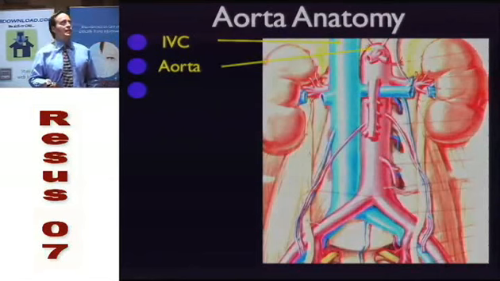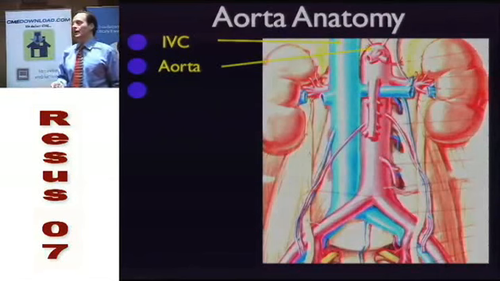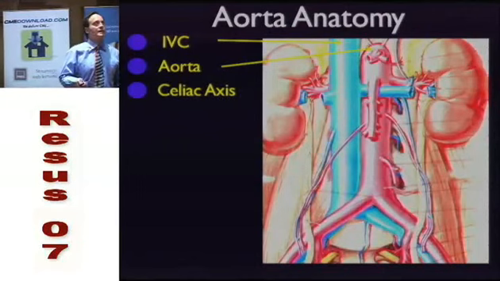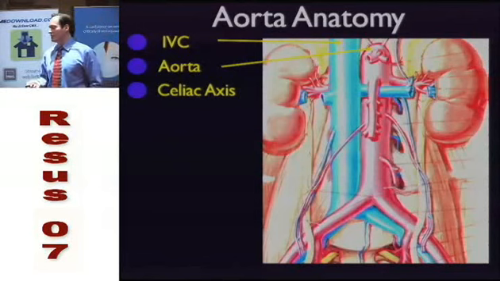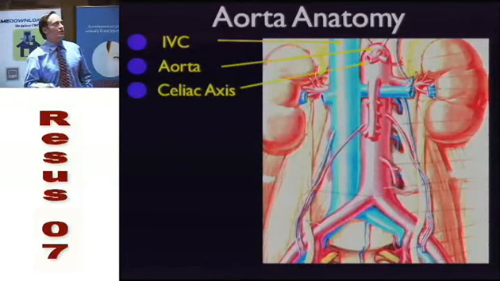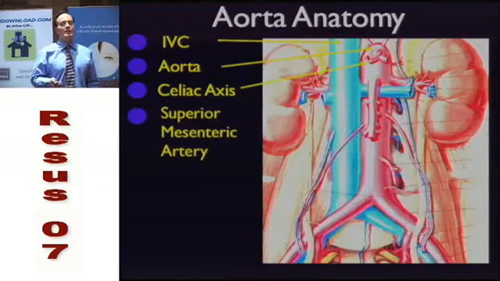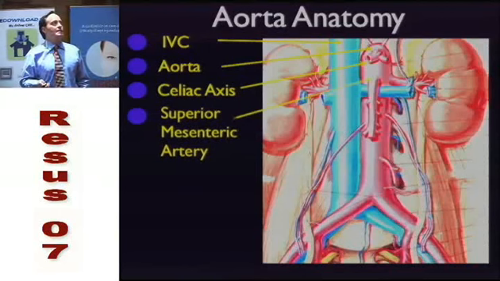Now, there's a lot of branches off the aorta, and while I don't want to make that the primary focus of this talk, because that's very confusing, I think we should have a general idea when things are coming off. The top one is going to be your celiac axis, and I'm going to show you what that looks like on an ultrasound clip. As we run the aorta down from the top, we're also going to see the superior mesenteric artery, and you can see that coming off.